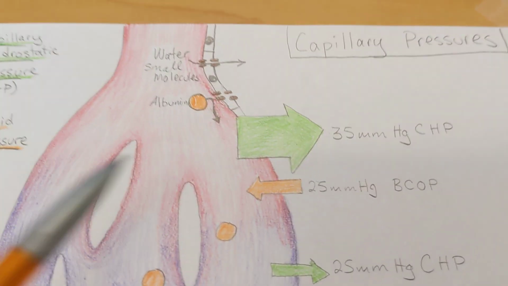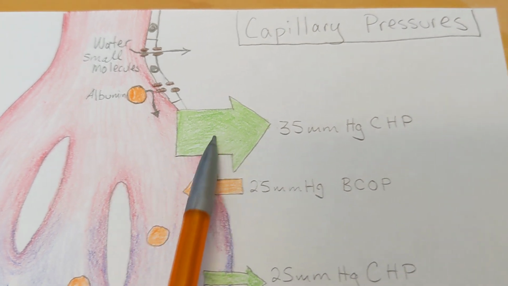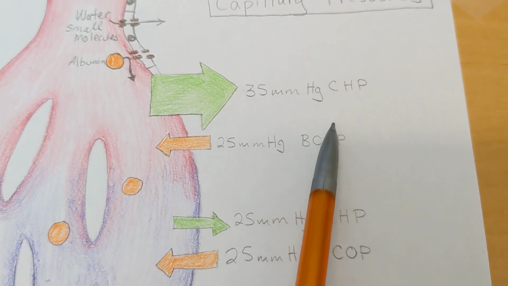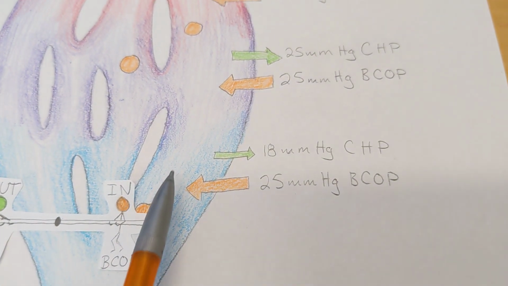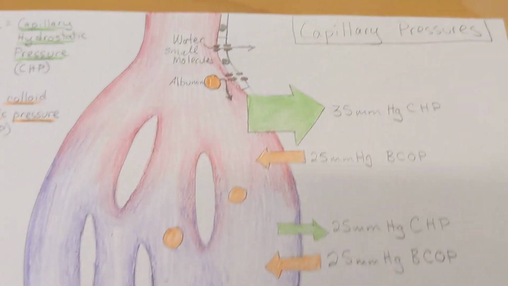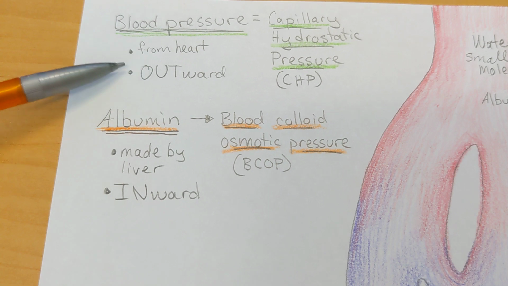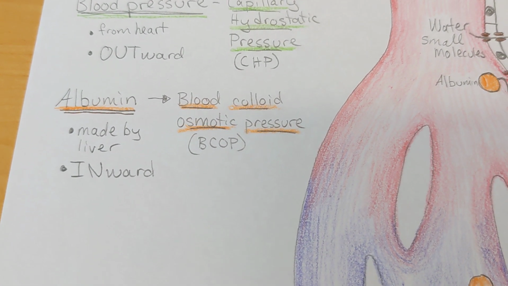And so what this does is it causes water, small molecules, etc., to flow out at the beginning of the capillary bed and essentially get sucked back in by the time the blood drains out of the capillary bed and back into the venous system. Again, this is a video on capillary pressures, two opposing pressures, the outward blood pressure and the inward osmotic pressure caused by albumin. Thanks.